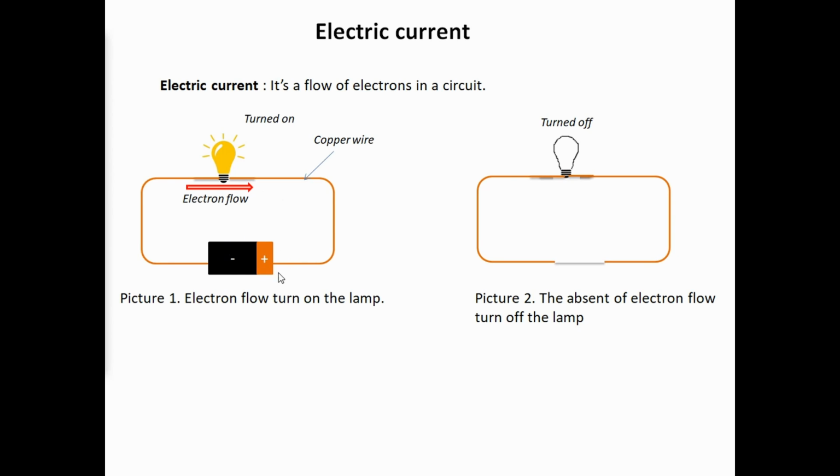If we remove the battery, the electron flow stops and the lamp gets turned off. Now, how does electron flow work? To explain this, we need to remember some physical concepts.